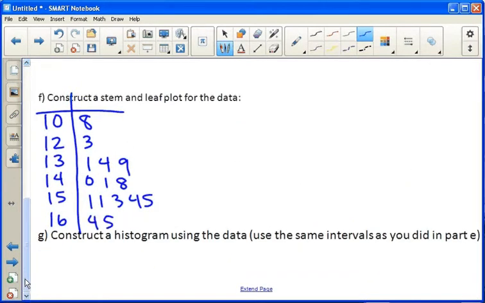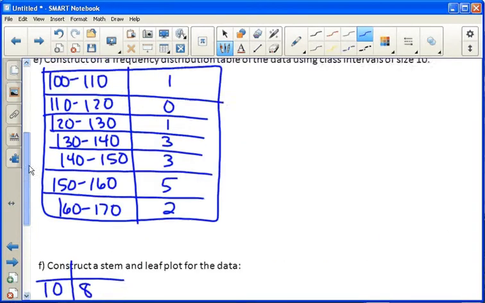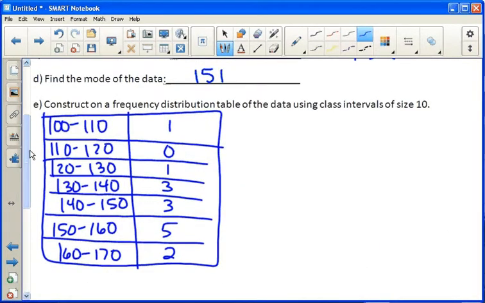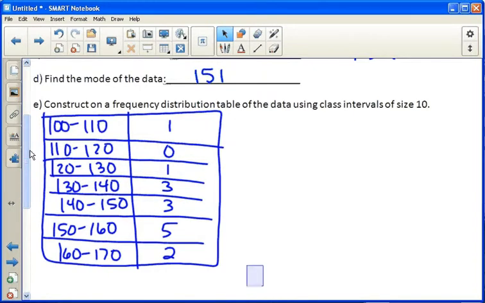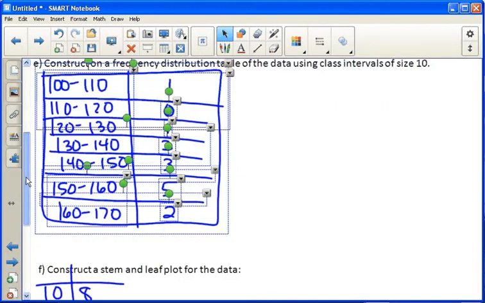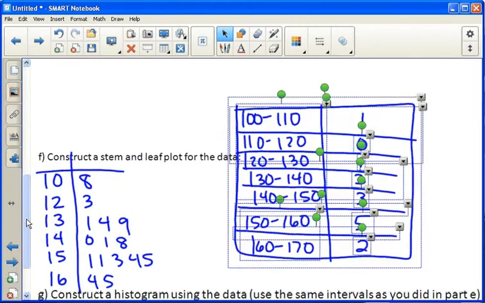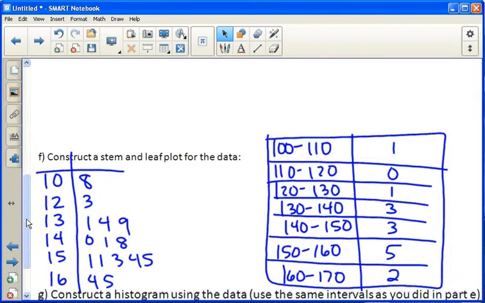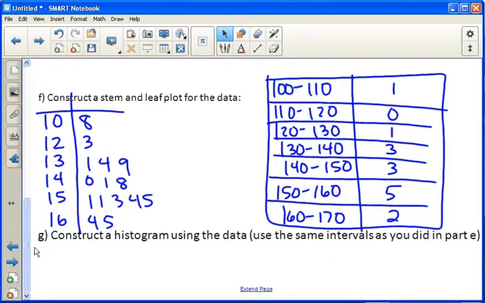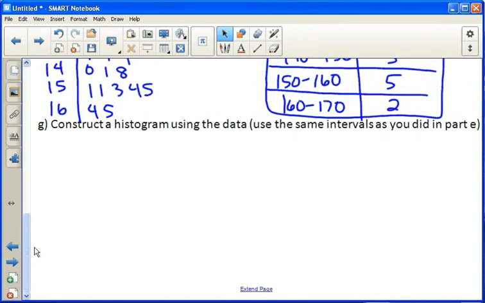Finally, we need to construct a histogram using the data. We'll do the same intervals as we had in the frequency distribution. So in fact, tell you what, I'll just try to drag this down so we can see it better as we make this histogram. Okay, a histogram is like a bar plot or a bar graph, but it has ranges.